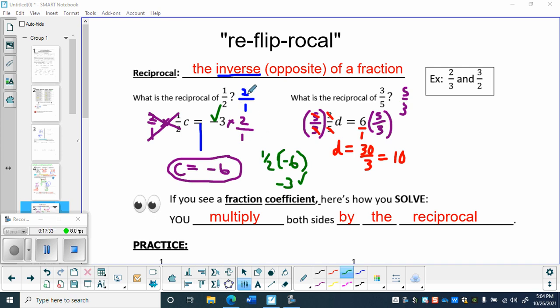And some of you might be wondering now, if the denominator like this is a 1, can I just kind of forget about it? You sure can. So like if you saw 1/3 C, it's okay to say I'm just going to multiply both sides by that 3/1 or just 3. Okay, so we're going to see a couple of those examples here in a second.